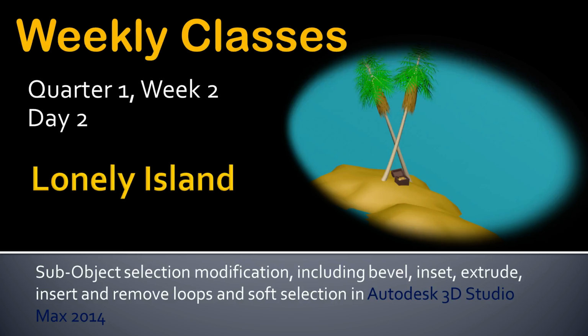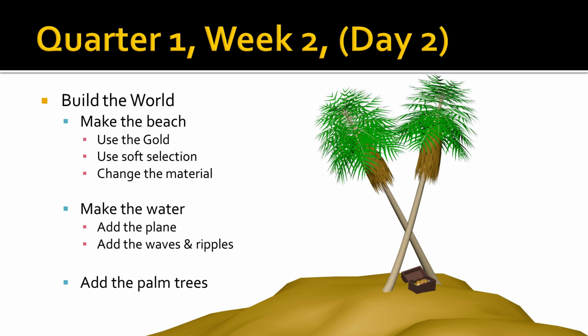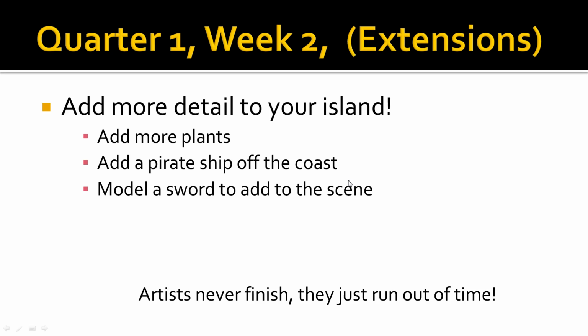Today we're going to actually build the island, the Lonely Island. So the goal here is we're going to make an island which will be using the same sort of soft selection modifiers we used yesterday with the gold pile. And then we're going to create a plane for the water. And then we're going to add palm trees, which look really complicated, but the nice part is they're already in the software, so we can just basically drop them in. And then after that, we got to make sure we talk about extensions. So you're going to add more plants or put some more stuff in there, maybe do some more modeling and add that in. So let's move on.